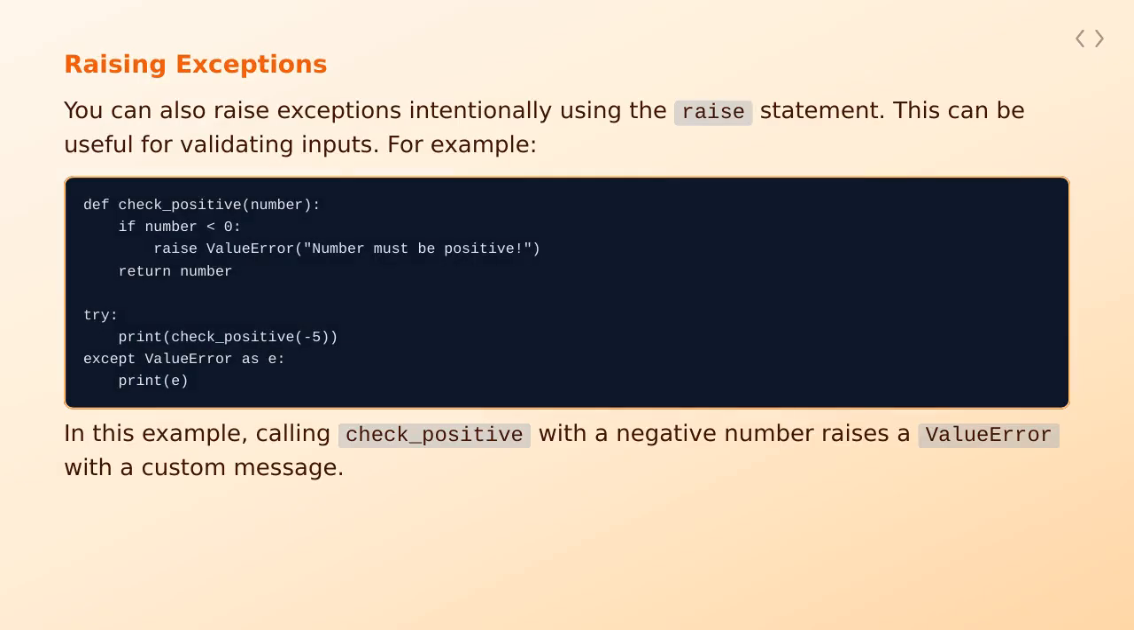Next, raising exceptions. You can also raise exceptions intentionally using the raise statement. This can be useful for validating inputs. For example, this sample defines a function. Review the implementation on the slide. In this example, calling check_positive with a negative number raises a ValueError with a custom message.